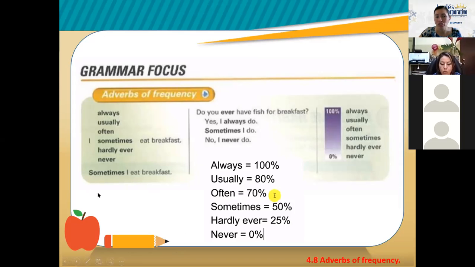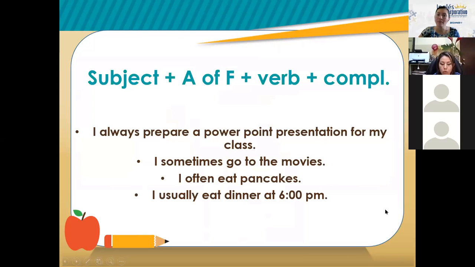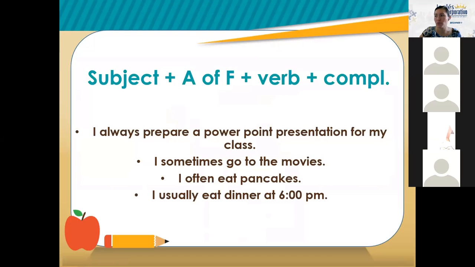Also, we mentioned that we can use sometimes at the beginning, right? Puede pasarte al principio, no hay problema. En el caso de sometimes, sometimes I eat breakfast, right, etc. And this was the structure, right? This was the structure I was sharing with you last week. Lo vimos así un poco rápido, ¿verdad? Este día jueves.